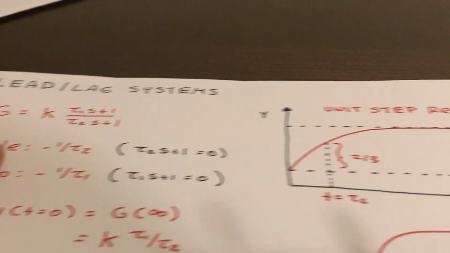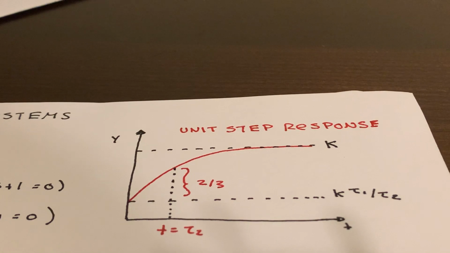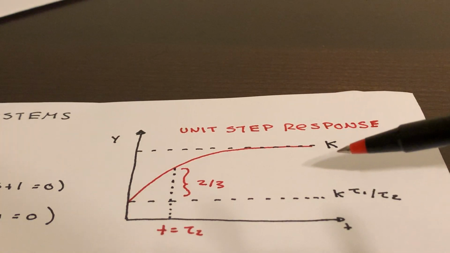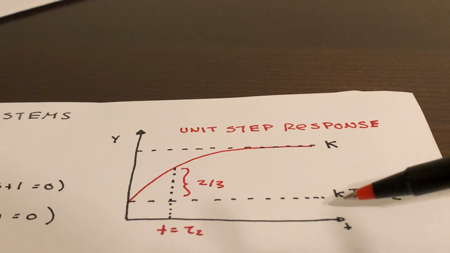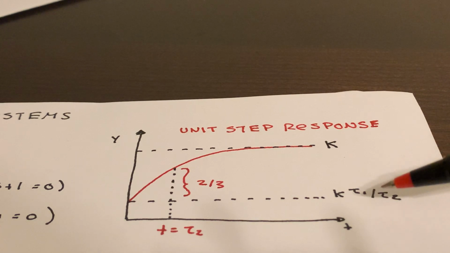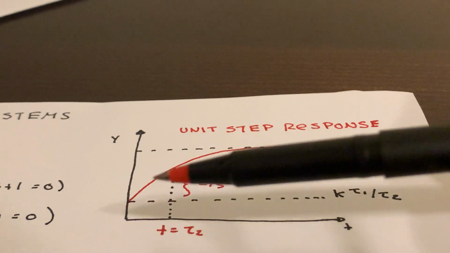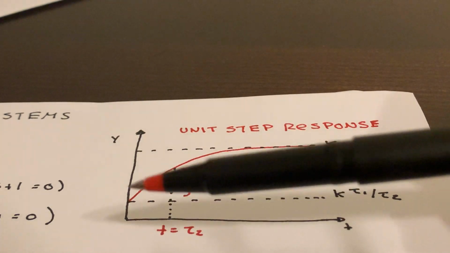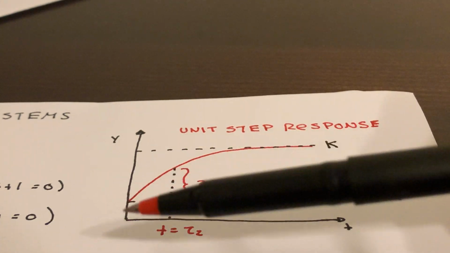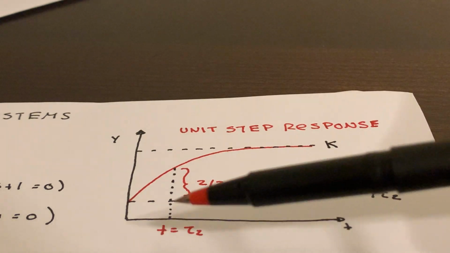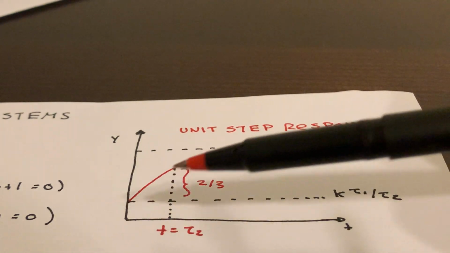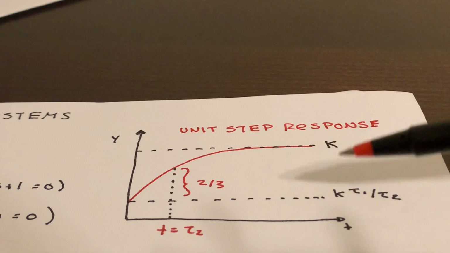Now if we want to look at the unit step response for the system, we have our final value, which is K, and our initial value, which is K tau 1 divided by tau 2. Since it's a first order system, we're going to have a first order response, but with a non-zero initial condition. This is our initial value, so it's not equal to 0. But then we're going to go to our final value, which is equal to K.